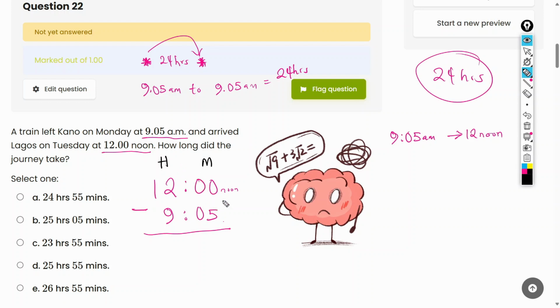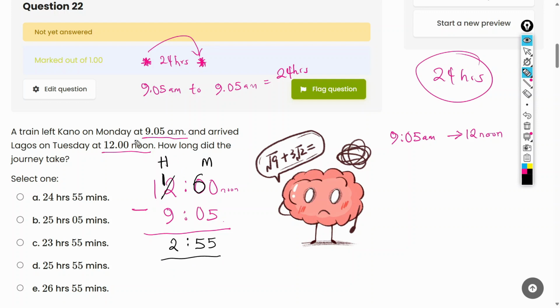Of course, that wouldn't work. So we need to borrow 1 from here. So that leaves us with 11. So we are carrying over 1. Remember, when you carry over 1 hour to the minute space, it becomes 60 minutes. So this changes to 60 minutes. Now we can do 60 minus 5. 60 minus 5 is 55. And then 11 minus 9 is 2. So that's 2 hours, 55 minutes.